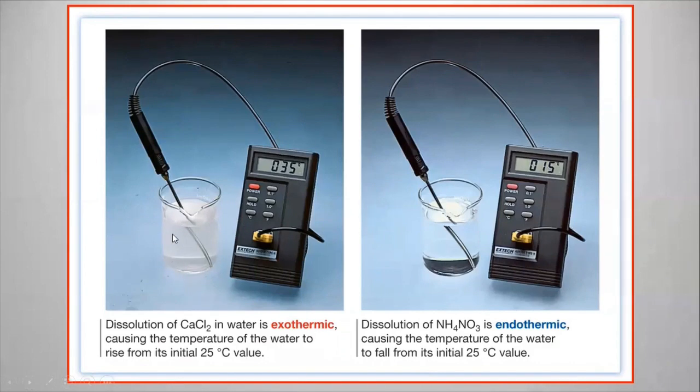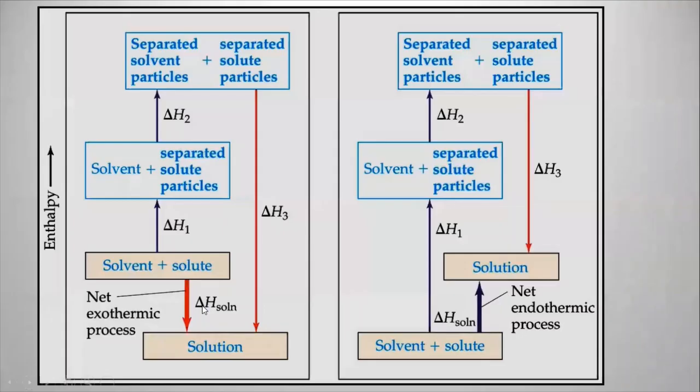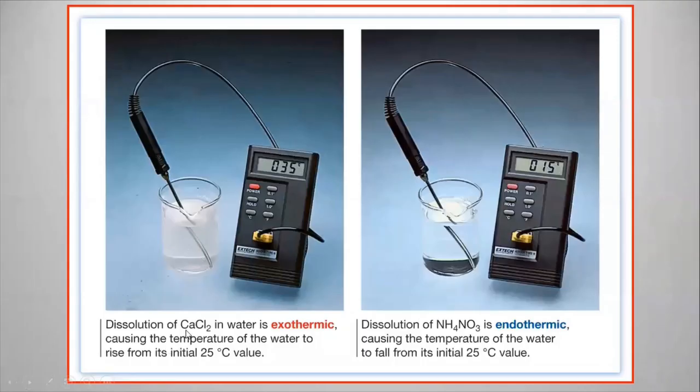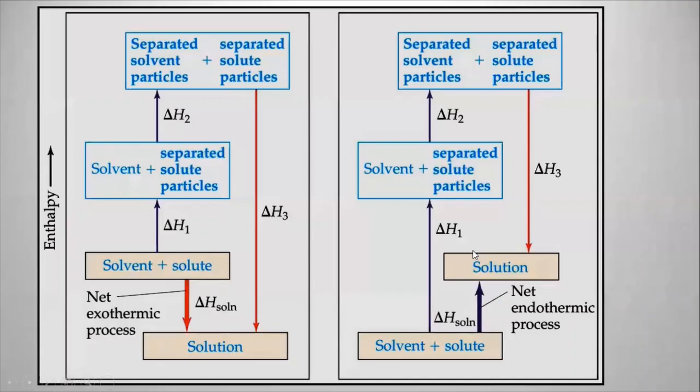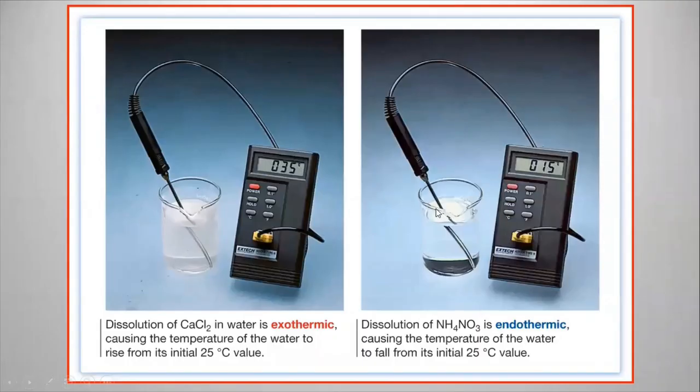If the temperature increased as a result of dissolving that solute in water, what does this tell you? It tells you that you're in this scenario here. When the temperature increased by dissolving the solute in water, that means this is an exothermic process. If the temperature decreased by dissolving the solute in water, that tells you that you're in this process here. So from just looking at the temperature change as you are adding the solute to water, you will be able to tell which process is taking place. Is it exothermic or endothermic?